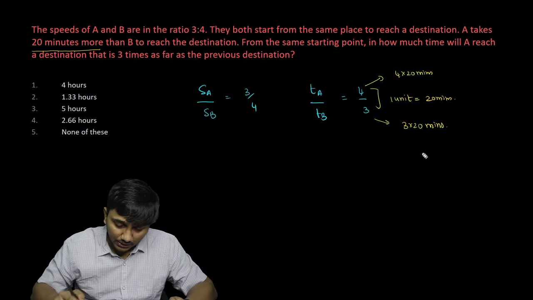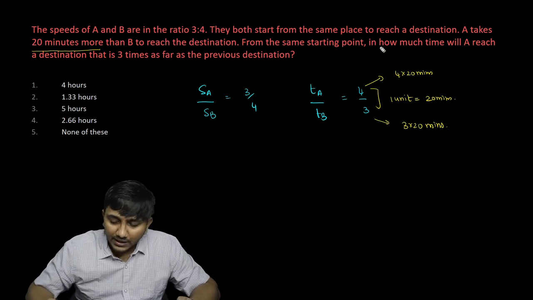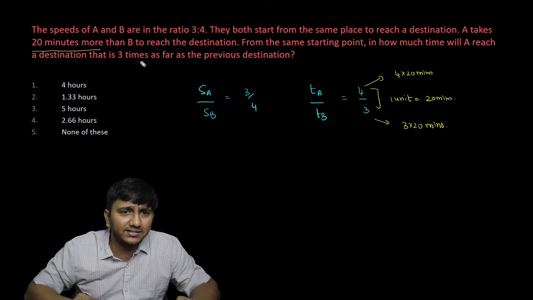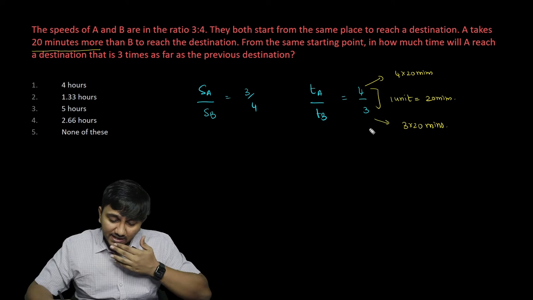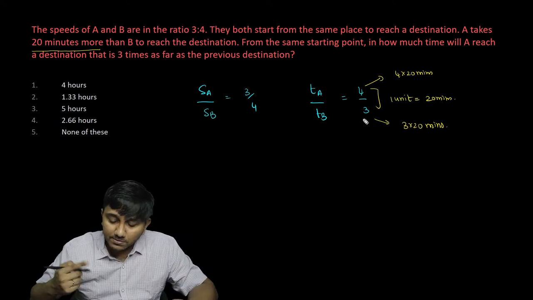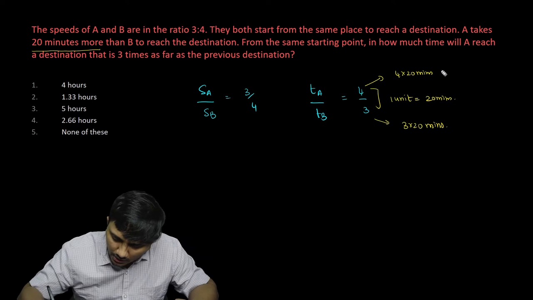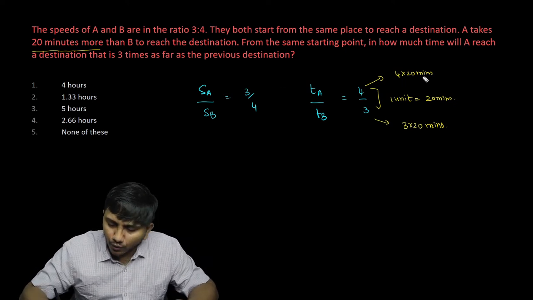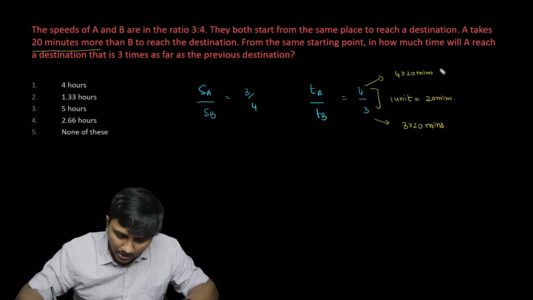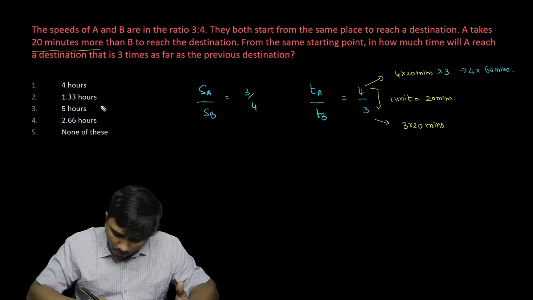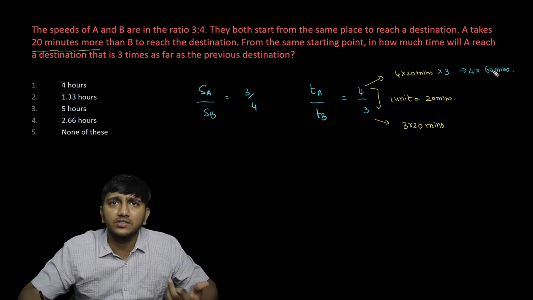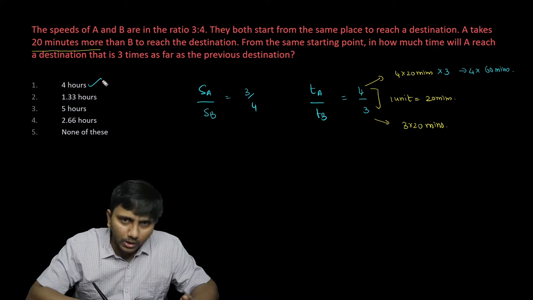Okay, but what are we supposed to find out? From the same starting point, in how much time will A reach a destination that is 3 times as far as the previous destination? So if he has to go to a destination that is 3 times as far, for this particular distance he took 4 into 20 minutes. If it is going to be 3 times as far, I just have to multiply this with 3. So that will give me 4 into 60 minutes. And answers are given in terms of hours. So if I convert 4 into 60 minutes in terms of hours, it will become 4 hours. Answer is 4 hours for this question.